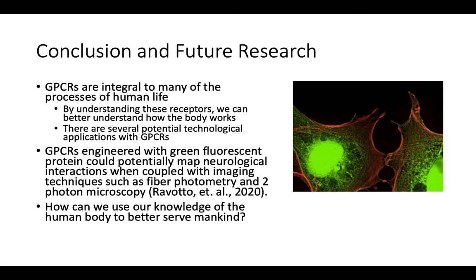and that can lead to a treatment of many diseases, and then also highlighting, for instance, if someone has Alzheimer's, how their neurons are firing and where the location of certain beta amyloid plaques would be. And whenever we couple this with imaging techniques such as fiber photometry or two-photon microscopy, we do have a very good potential for mapping these interactions.